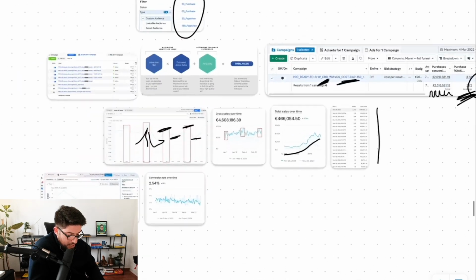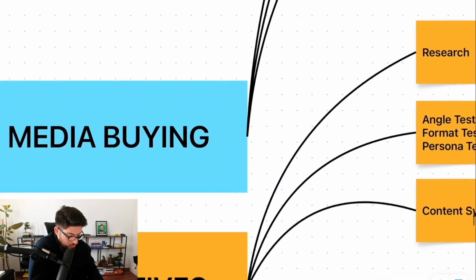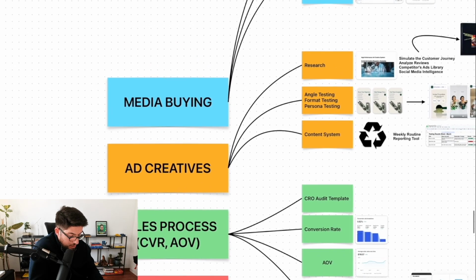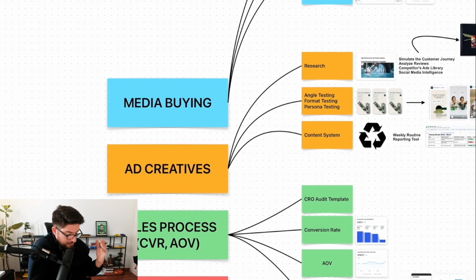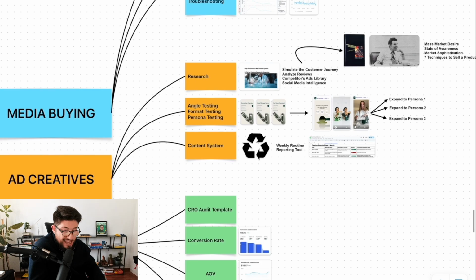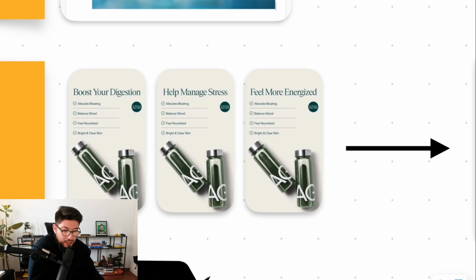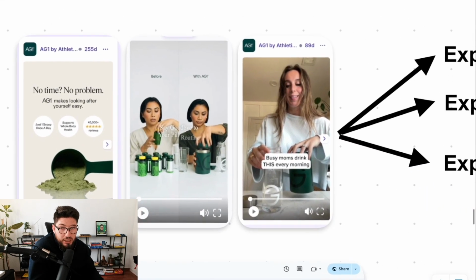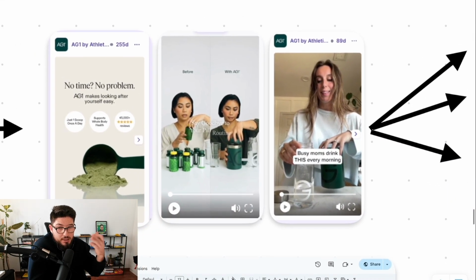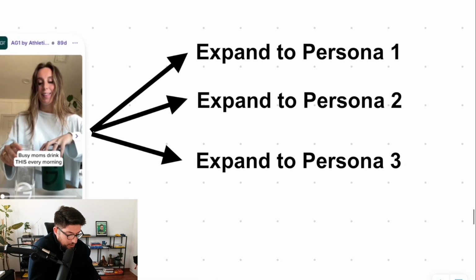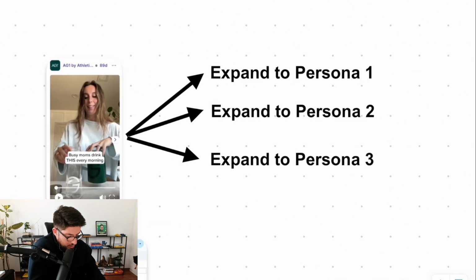So this is media buying, but it's not everything, right? Apart from media buying, we're going to have the ad creatives: research, angle testing, format testing, persona testing, and then developing a content system. So angle testing would be this thing right here. Once I find a winning angle, I want to find a winning format: video, image, split screen, before and after, whatever, organic ads. And then from there, I expand to multiple personas, sell to men and women, or sell to young women and older women, etc.